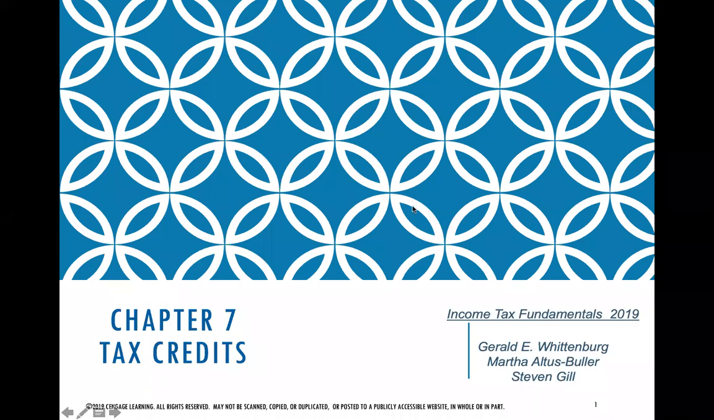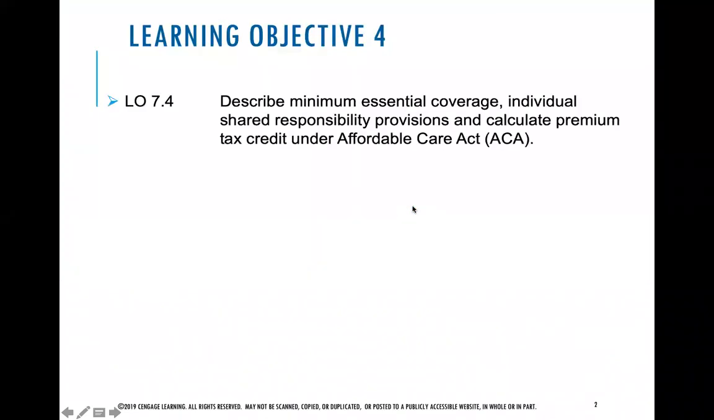Chapter 7, Tax Credits. Learning Objective 4 covers the minimum essential coverage requirement, individual shared responsibility provisions, and calculating premium tax credit under the ACA. It's important to note that a lot of this has been repealed starting in 2019 and going forward. So I'm not going to require you to be able to fill out these forms on any tax return. I just want you to understand the basics of what this was, because this does apply to 2018, but you're not going to need to apply it.